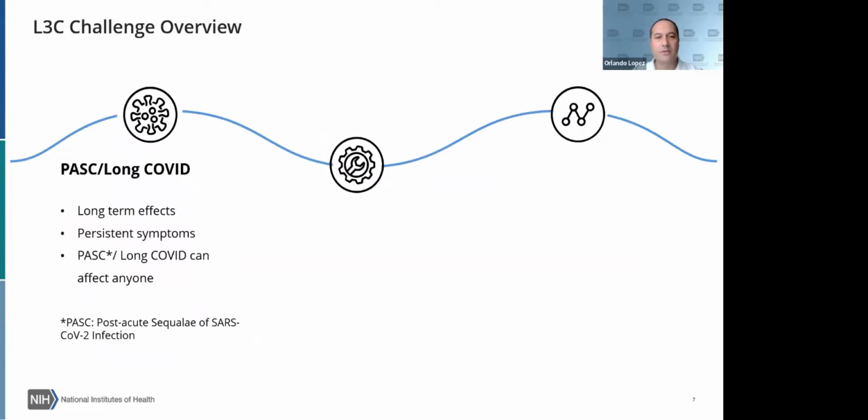PASC, long COVID. Here's some background. The overall prevalence of post-acute sequela of SARS-CoV-2, known as PASC, and also known as long COVID, is currently unknown, but there is growing evidence that more than half of COVID-19 survivors experience at least one symptom of PASC or long COVID at 6 months after recovery from acute illness. Long-term effects and persistent symptoms of COVID-19 can affect anyone, including children, and it can develop in people who had asymptomatic, mild or severe COVID-19.